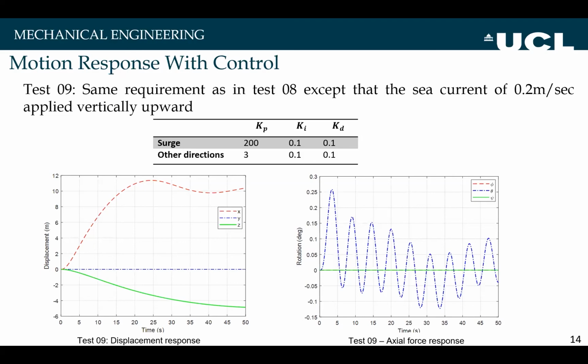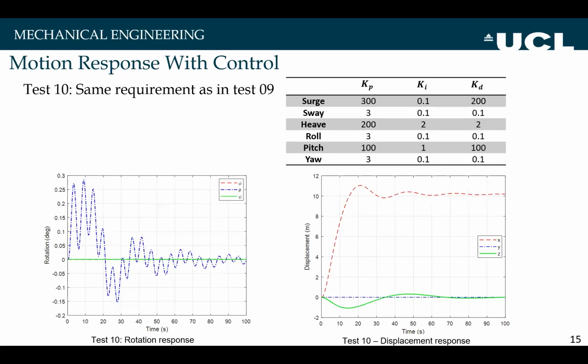Moreover, there are pitch oscillations observed, which continue even at the end when the displacement is somehow reached. So the PID gains were then modified, increasing the PID gains of surge, heave, and pitch. But even then, from the rotation response in test 8, it can be seen that there are fluctuations around zero position in pitch, and there's some offset in the X position after reaching it, and though the Z is kept at zero after some time, there are still oscillations.